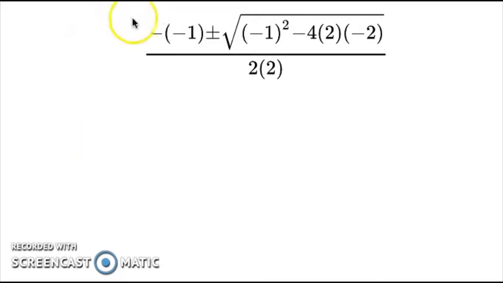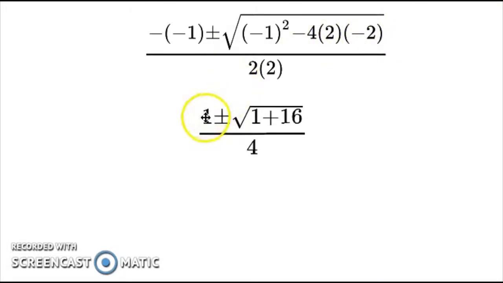So going from here, we have negative 1 times negative 1 is positive 1. Negative 1 squared is positive 1. Negative 4 times 2 is negative 8, times negative 2 is positive 16. So we have positive 1 plus or minus the square root of 1 plus 16, and 2 times 2 is 4. So now we have 1 plus 16 is 17.